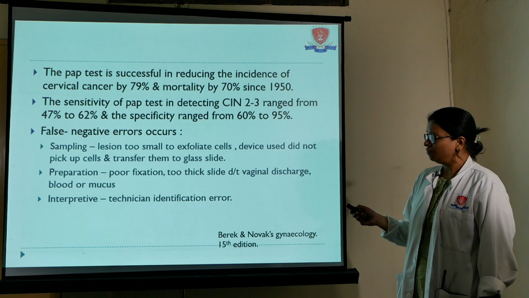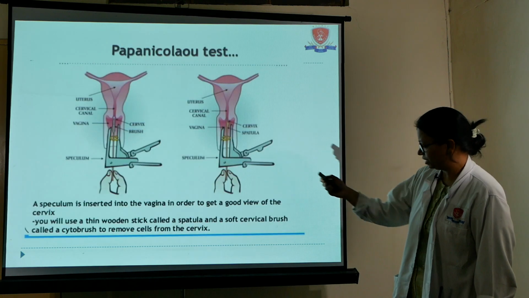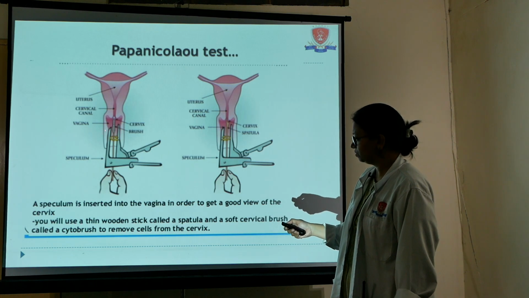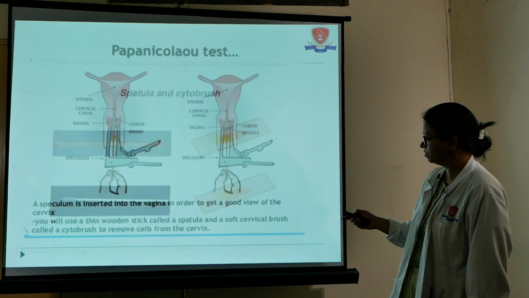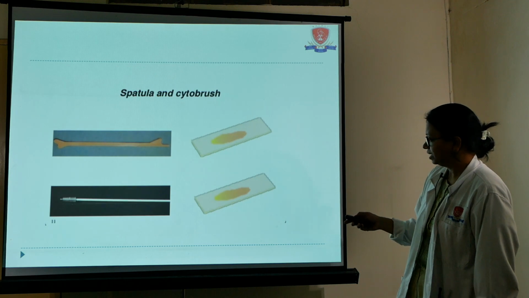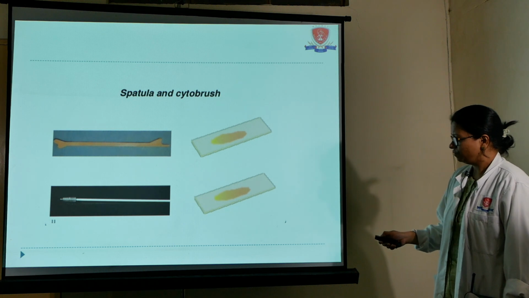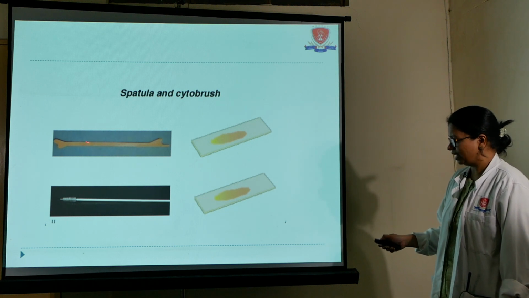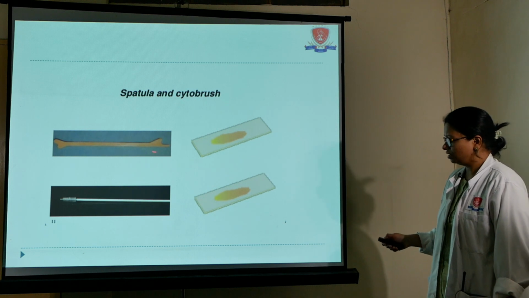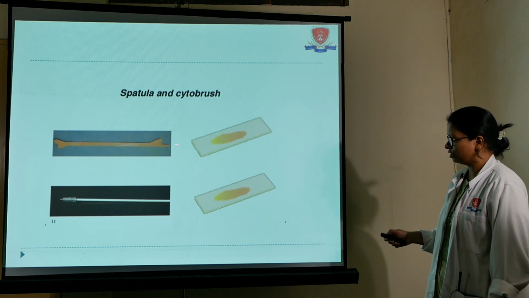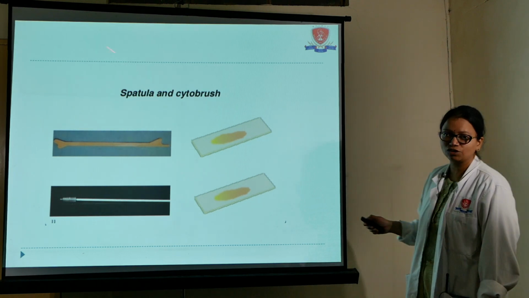specific test. In this picture I have shown that we use a speculum and Ayer's spatula. This is the Ayer's spatula and this is the cytobrush. We fit it into the cervix and then rotate it 360 degrees so that we get the cells of the ectocervix, and then we can smear it on the slide and fix it with 95% alcohol.